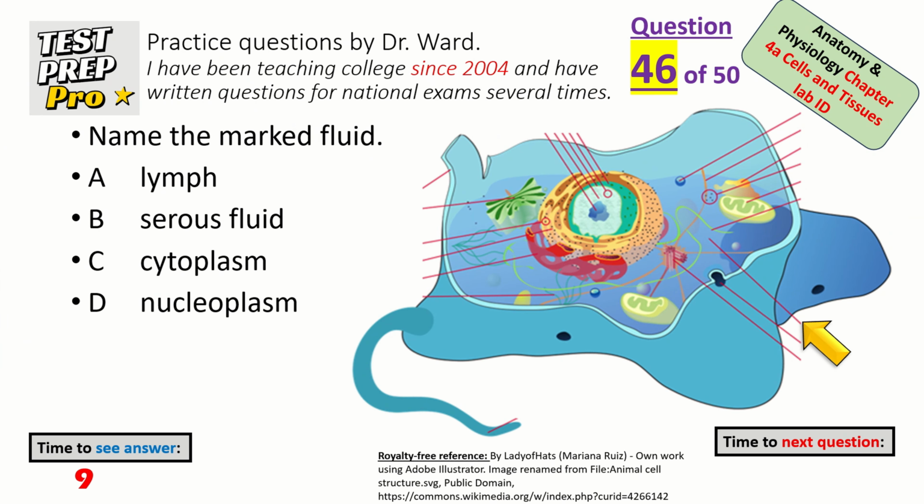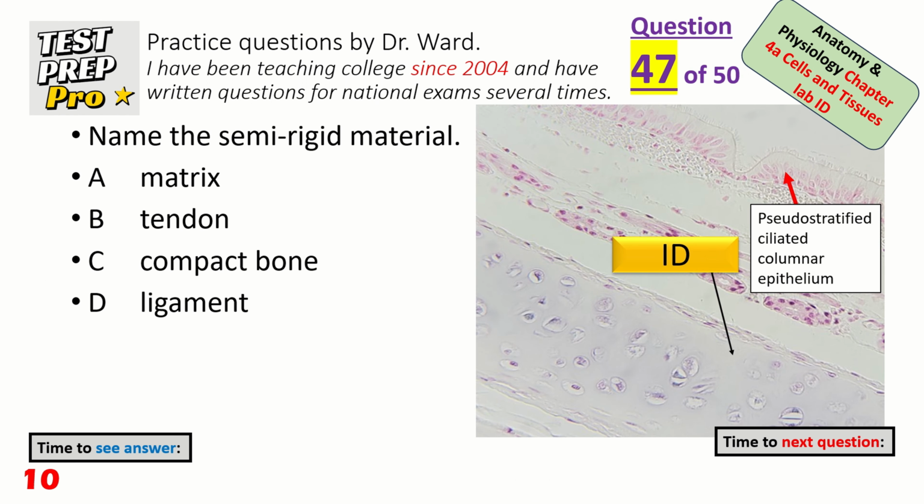Name the marked fluid. So what do you call the fluid inside the cell between the nucleus and the cell membrane? Cytoplasm. Name the semi-rigid material. Now it's pointing to a hyaline cartilage slide, and it's pointing to this little pinkish area next to a bunch of cells. It's the matrix.